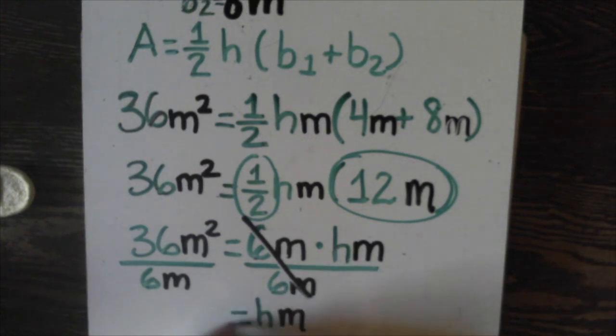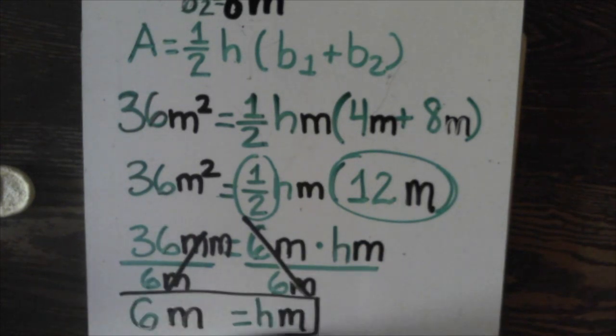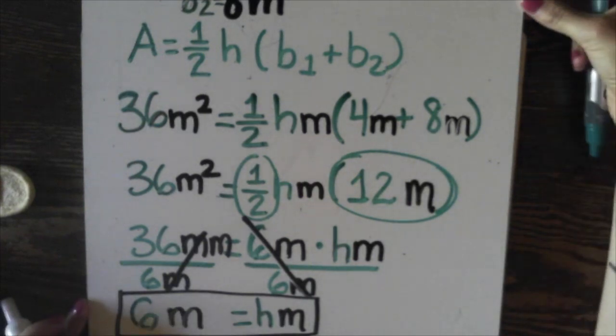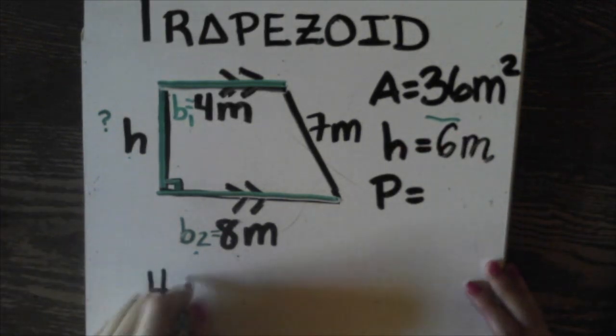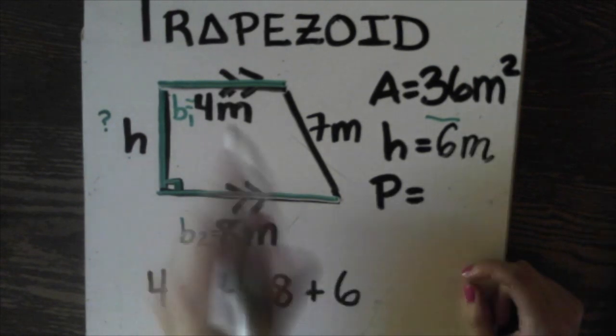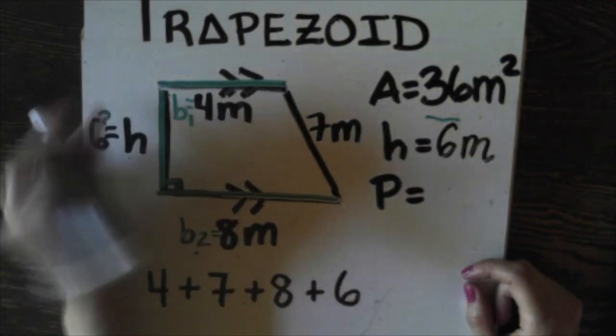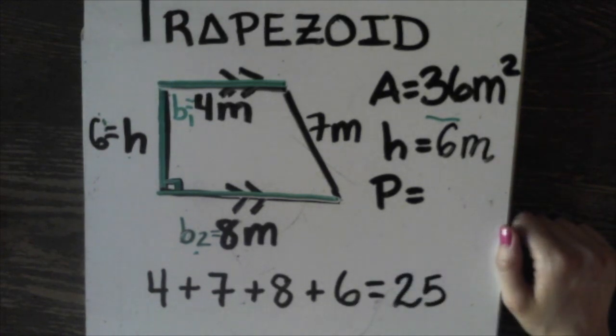Now 36 divided by 6 is 6, and m squared divided by m is the same as saying m times m divided by m. When we cancel one of the m's on top and one of the m's on the bottom, we are left with 6m is the height in meters. 6 meters is my height. To find the perimeter, I can simply add 4 plus 7 plus 8 plus 6, and that gives me 4 plus 7, which is 11, plus 8, which is 19, plus 6, 25. Of course, that is 25 meters because each of these units were in meters.